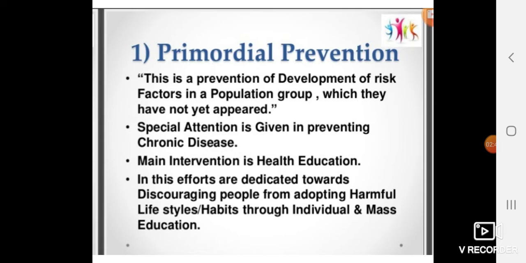Here it mainly focuses on discouraging people from adopting harmful or bad habits and helping them to develop a healthy lifestyle through health professionals, mass media and different types of advocates. That is the main concept of primordial prevention. I will repeat, it is the prevention of the development of risk factors. It is preventing the development of any risk factor. That is the basic concept of primordial prevention, and chronic or existing disease conditions are prevented through mass media or health education.